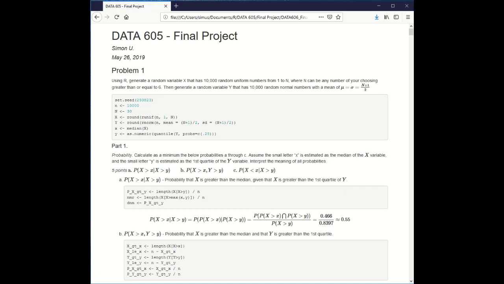In problem 1, we are asked to generate 10,000 random uniform numbers and select from numbers 1 through n, where n is greater than or equal to 6, and also generate 10,000 random normal numbers with mu and sigma equal to (n+1)/2. So this is the section that generates these numbers, and I chose n to be 30, so that we select numbers from 1 to 30 and do 10,000 selections of those randomly.